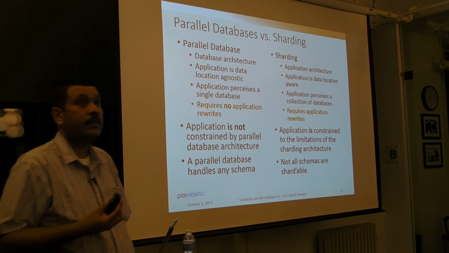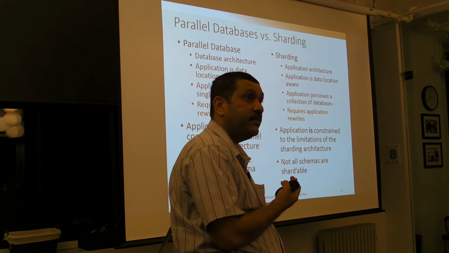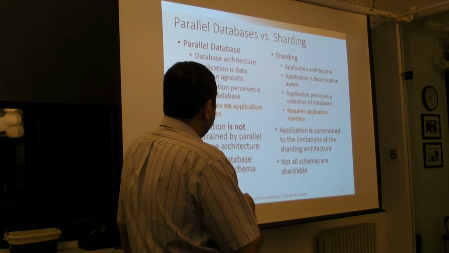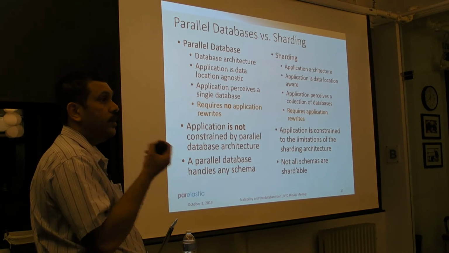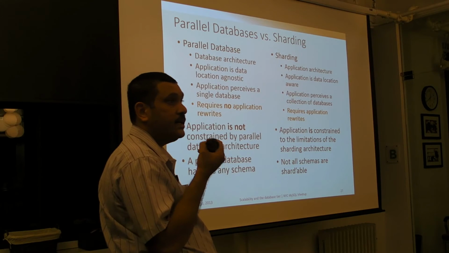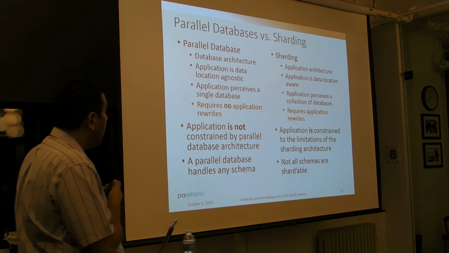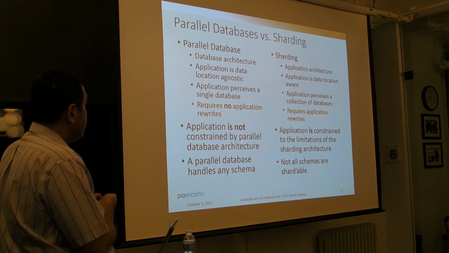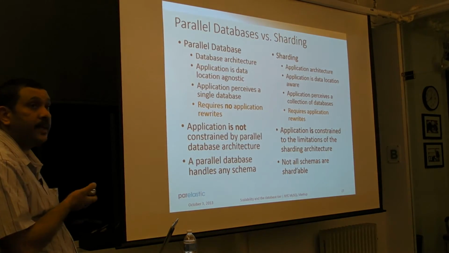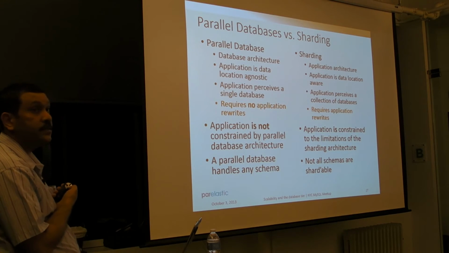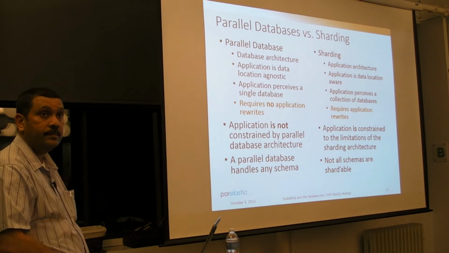So a common comparison, again, we made this analogy before as well: how is a parallel database different from sharding? The primary difference is the first one. Sharding is an application architecture. You build stuff into your application which ties it to where the data physically resides. A parallel database is a database architecture. The application is not constrained by where the data is. With sharding, the application ends up being constrained by where the data actually is. And depending on your application, maybe you can't even shard your data.